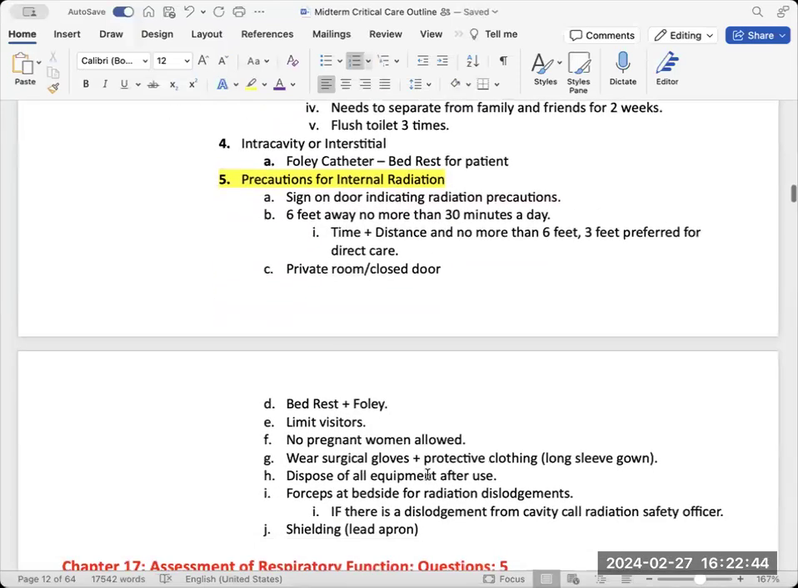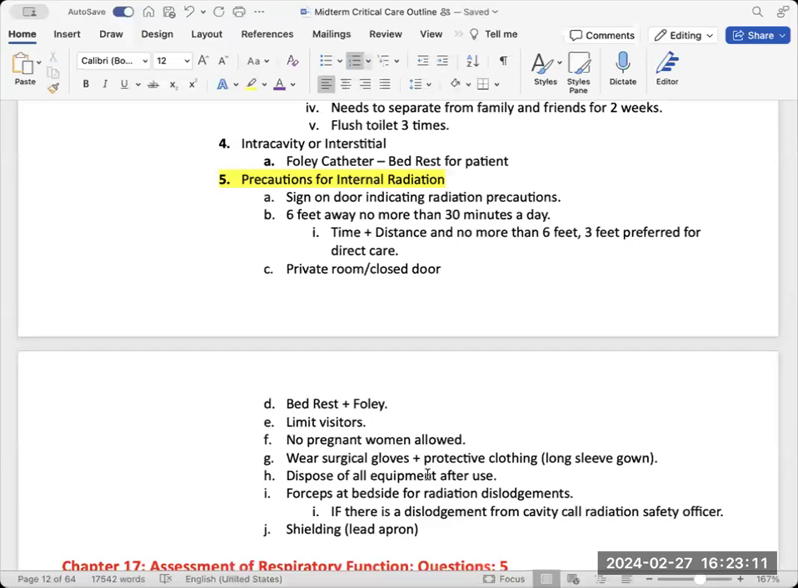We're talking about radiation internally. We're talking about keeping a sign on the door that lets them know, hey, this patient's on radiation precautions. We should keep 6 feet of distance from them and should spend no more than 30 minutes with them. But if we have to do direct care, we should be within 3 feet, right? They should have a private room. They should have Foley catheters and be on bed rest. They should not really have many visitors, and especially no pregnant women, because we don't want to expose radiation to a growing fetus, right?